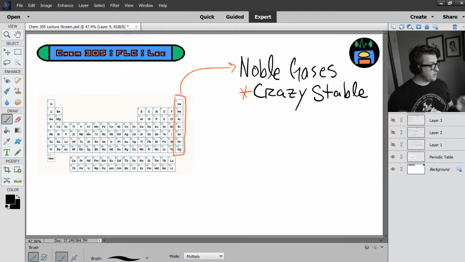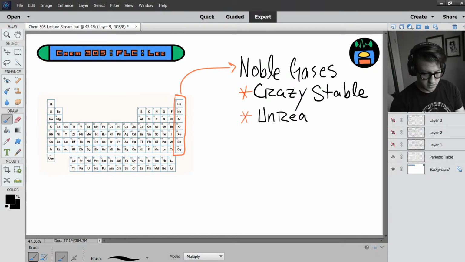All right, they're crazy stable, and they are the reason why the main group elements form ions. Okay, the noble gases are crazy stable. Another word for stable is unreactive. We say that they're unreactive or inert.